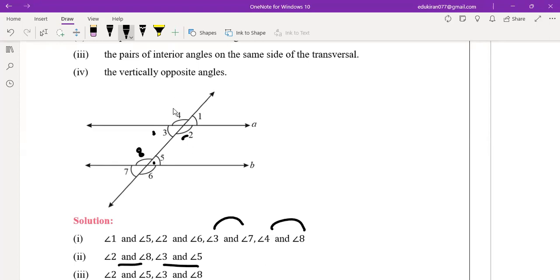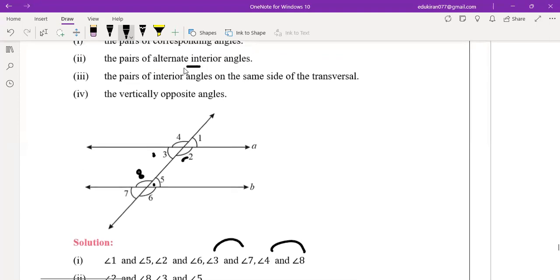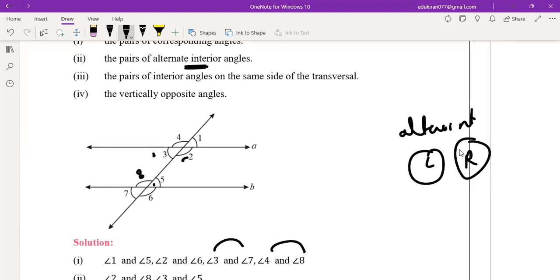Oh, okay. Sorry, ma'am. Yeah, 4 and 5, one is interior, one is exterior. I have only talked about alternate interior angles. So both the angles should be alternate. Like see, whenever you are getting alternate interior angles, na, one will be on the left, one will be on the right. They are alternate, right?